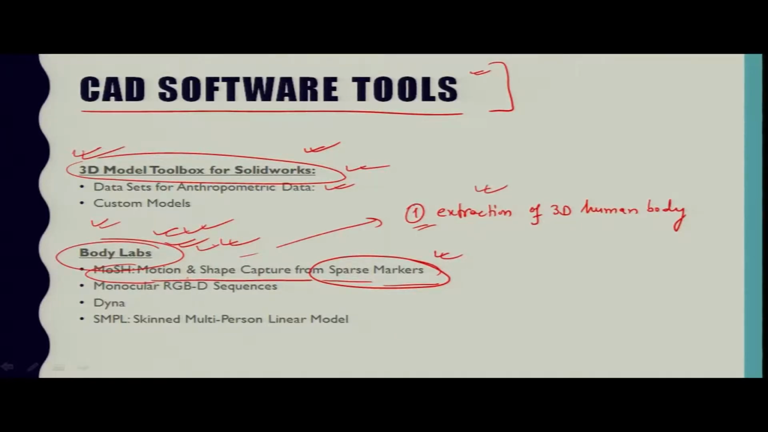This motion and shape capture from sparse markers detects the marker positions and creates a 3D human body. This particular mesh is able to capture the non-rigid motion of soft tissues. Because it is more accurate for finding the exact shape and position of the body, it is used in many places, like preparing animation movies. For this, the mesh is very beneficial.